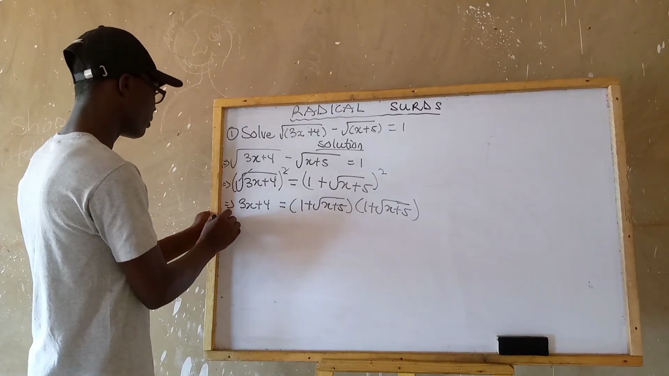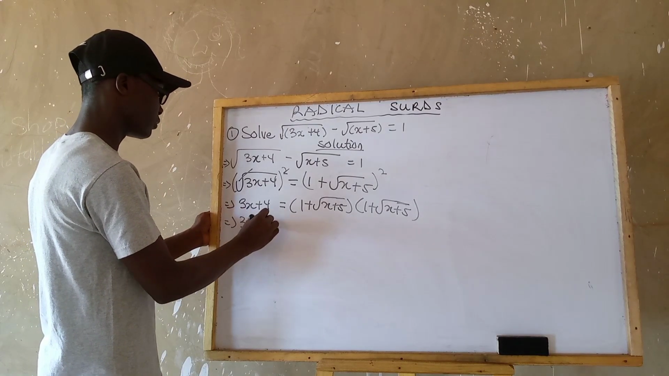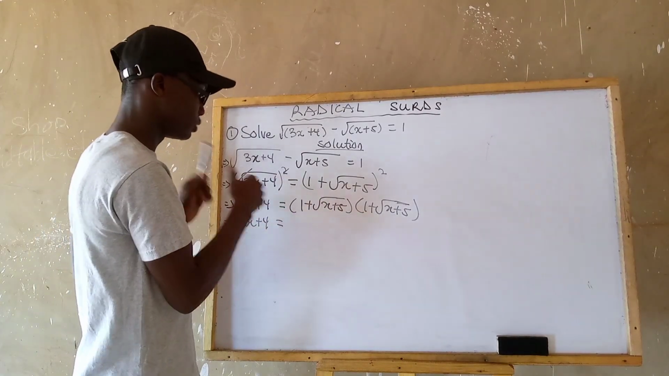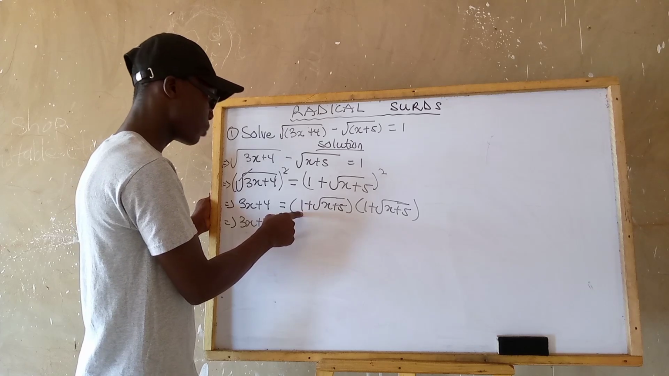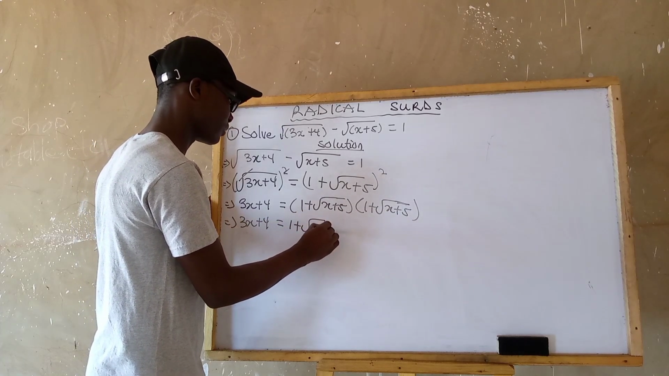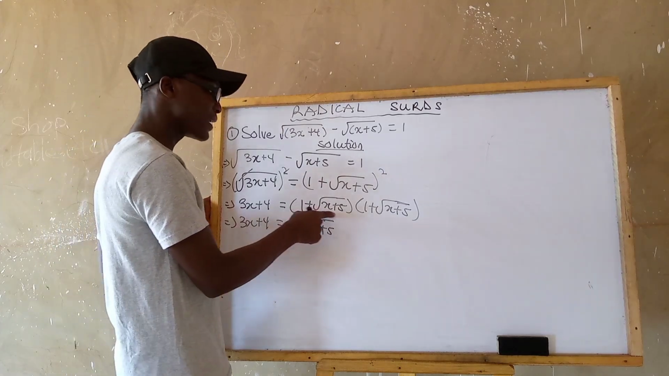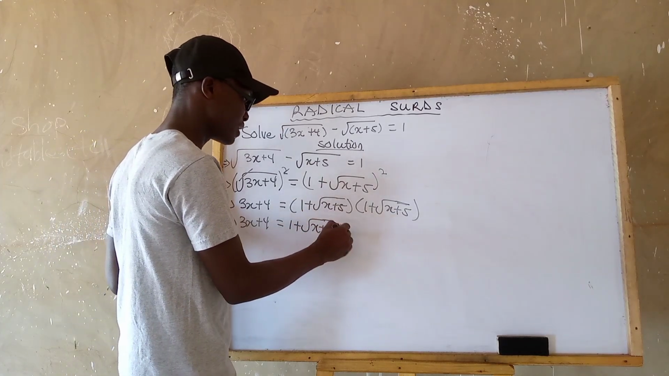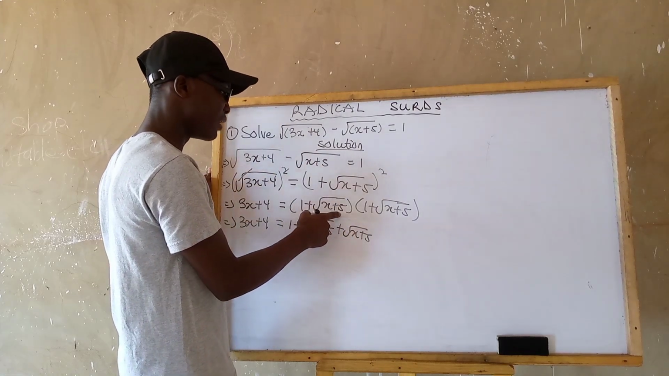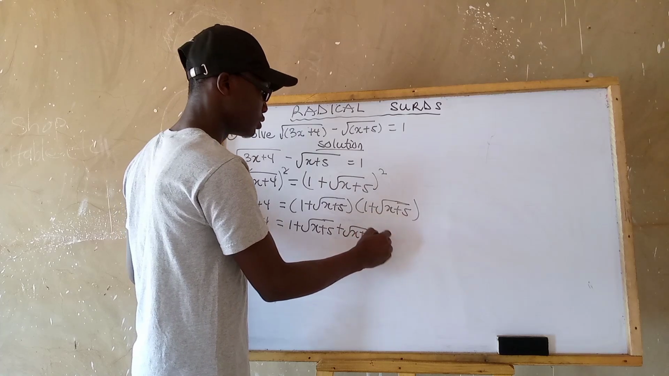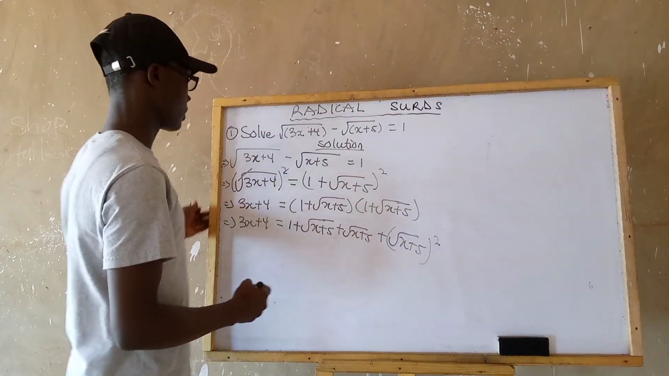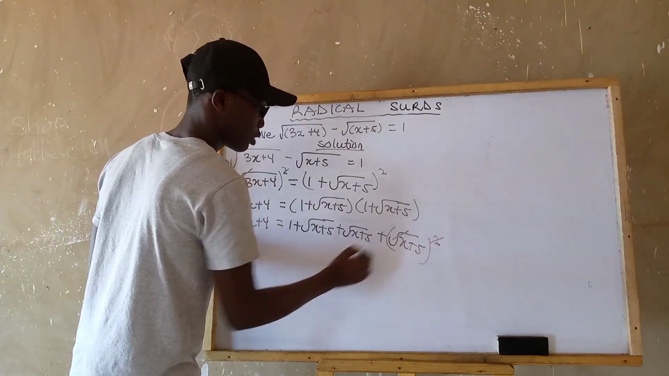So now we have 3x plus 4 is equal to, now here 1 multiplies 1 to give us 1, then 1 multiplies root x plus 5 to give us root x plus 5, and now root x plus 5 multiplies 1 to give us root x plus 5, and now root x plus 5 multiplies root x plus 5 to give us root x plus 5 all squared. And now the square cancels the square root.